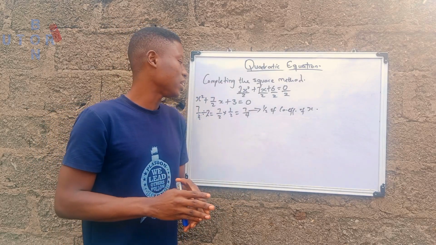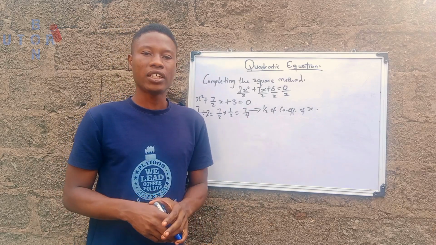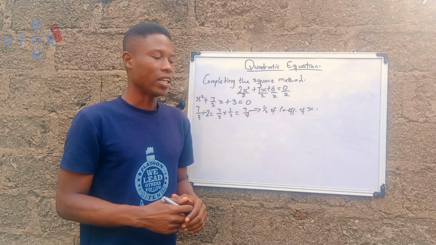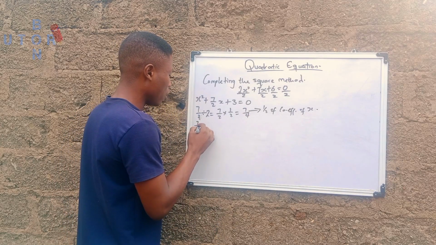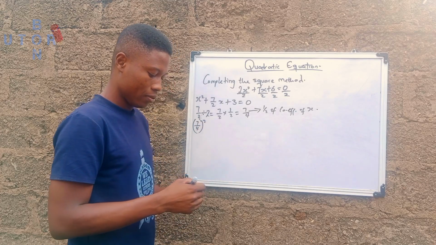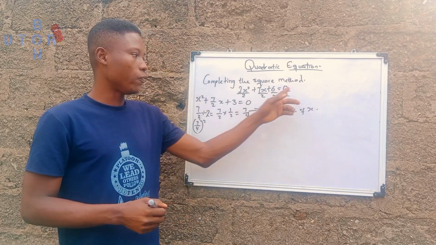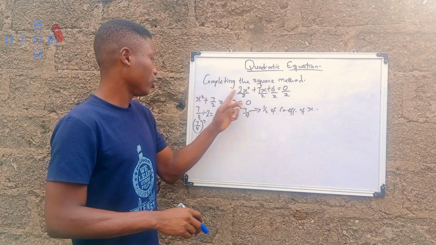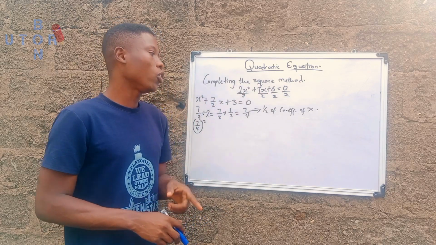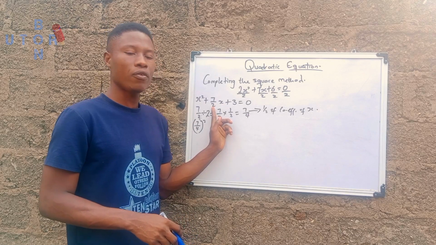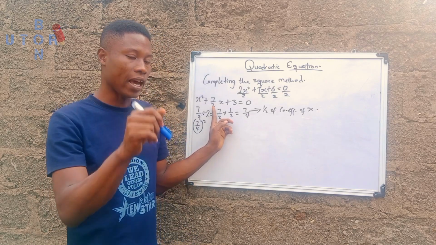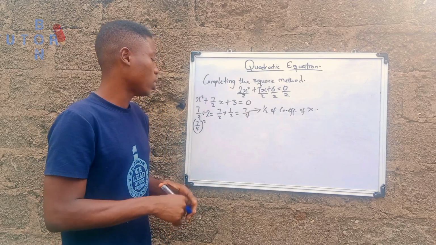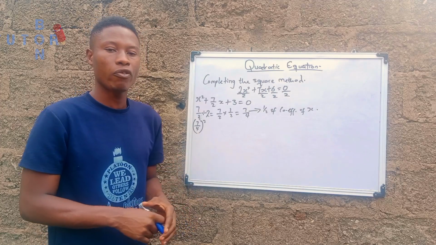The third step is that you must square the coefficient that you have halved. That is, you take 7 over 4 and square it. Take note: the first step is to make sure that the coefficient of x squared is 1, by dividing by 2. The second is to find half of the coefficient of x, not x squared, but x. And the half you've gotten, you square it, which gives 7 over 4 squared.